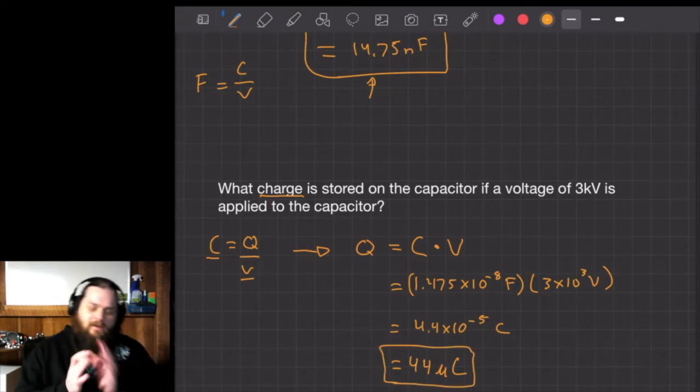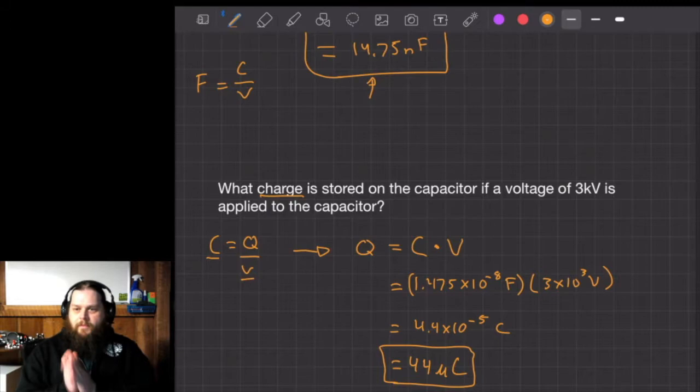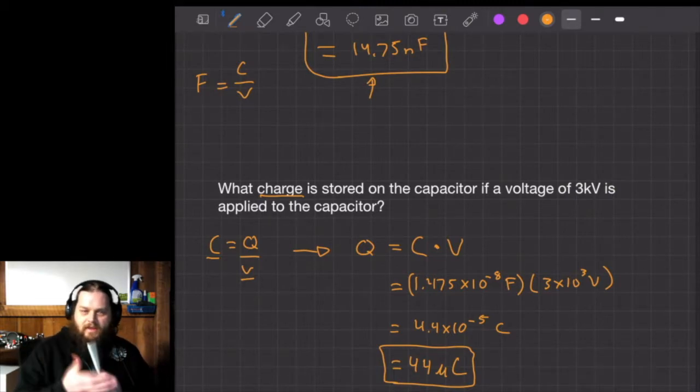So you have a positive 44 microcoulombs on the positive plate, and you have a negative 44 microcoulombs on the negative plate, because those plates are going to be equal but oppositely charged to create that nice electric field and capacitance between them.